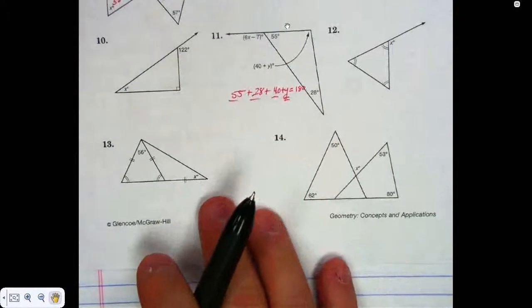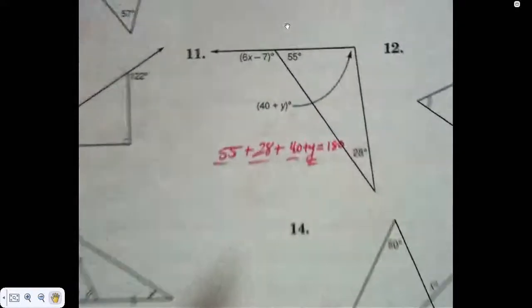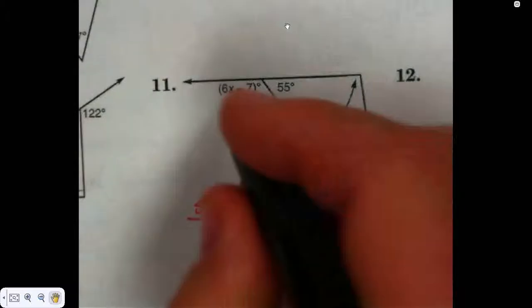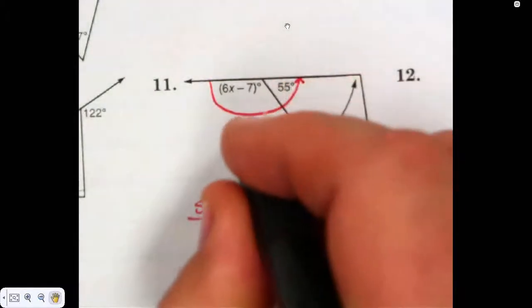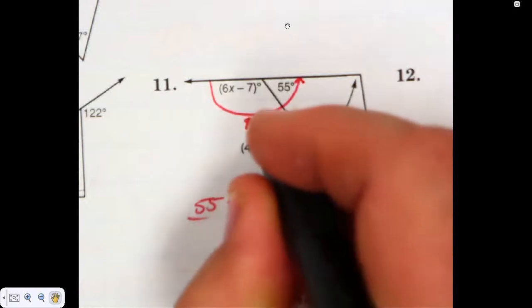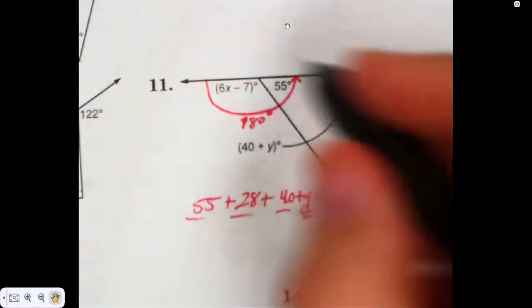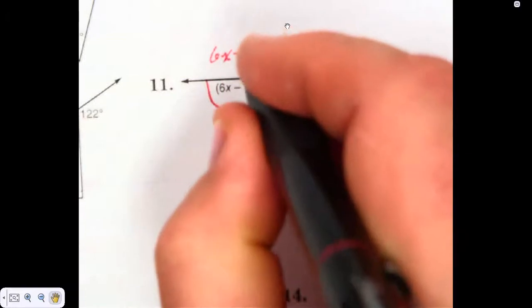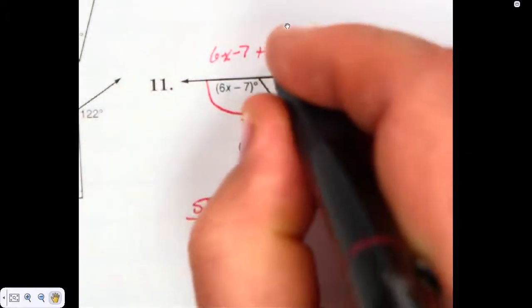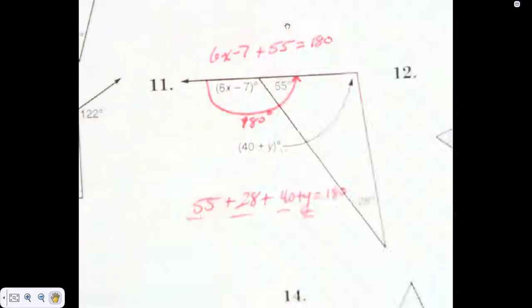Yes. What do I have for number 11? A straight line. I have a straight line right here. These two angles together make a straight line, so what do these have to add to? 180. So what would my equation be there? How do those two relate to each other? 6x minus 7 plus what? 55 equals 180. That's all.